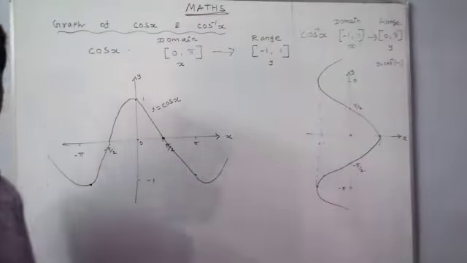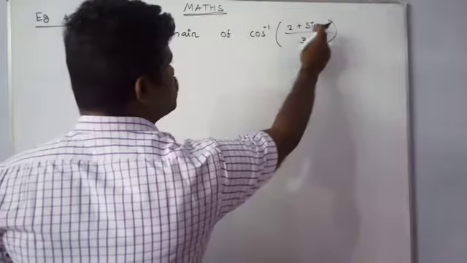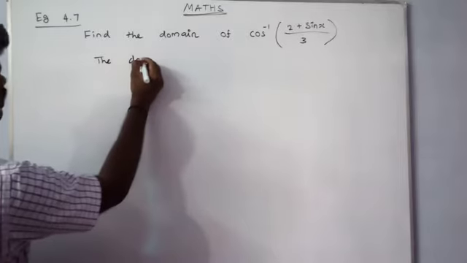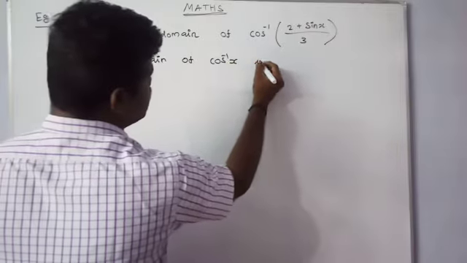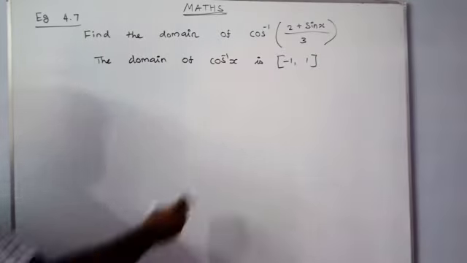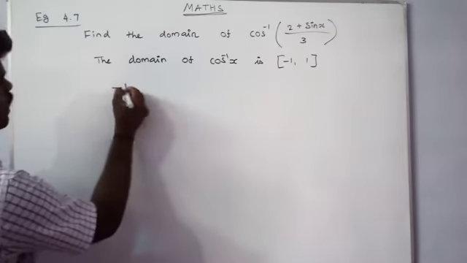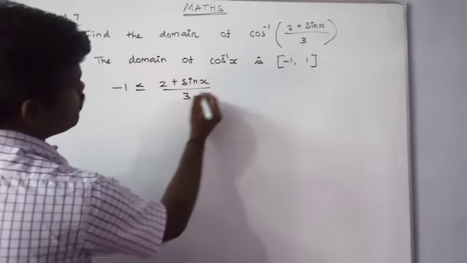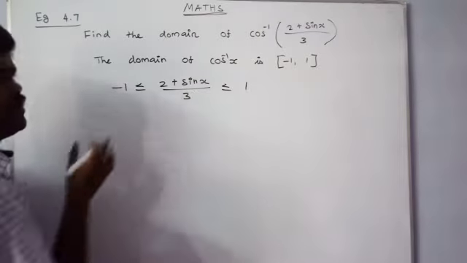Refer to this. Example 4.7. Find the domain of cos inverse of (2 plus sin x) by 3. Already we know that the domain of cos inverse x is minus 1 to plus 1. And we want this to lie between minus 1 and plus 1. So minus 1 less than or equal to (2 plus sin x) divided by 3 less than or equal to plus 1.